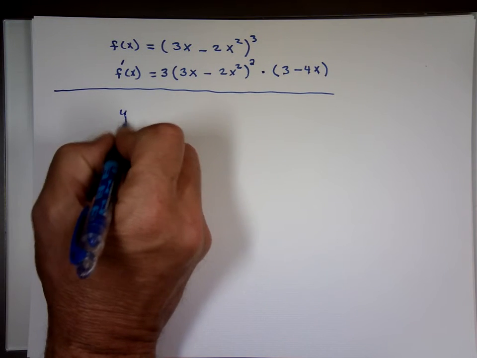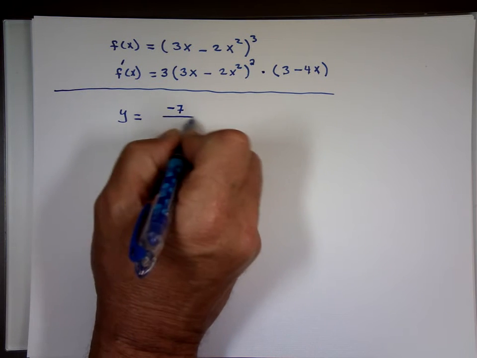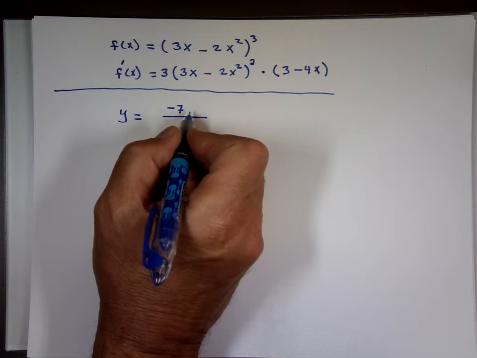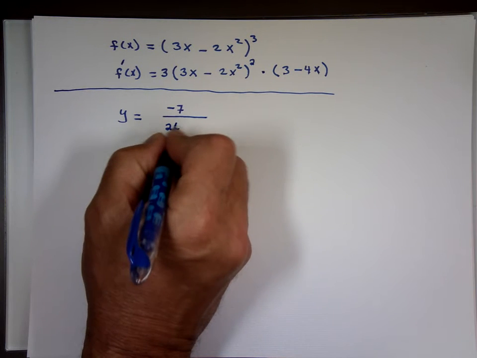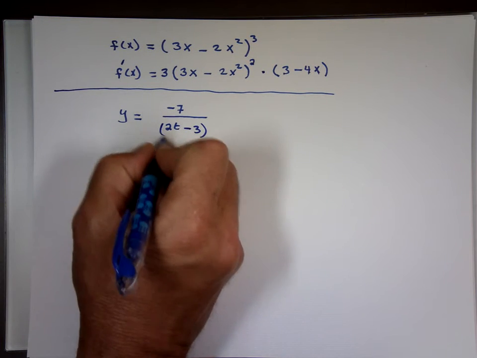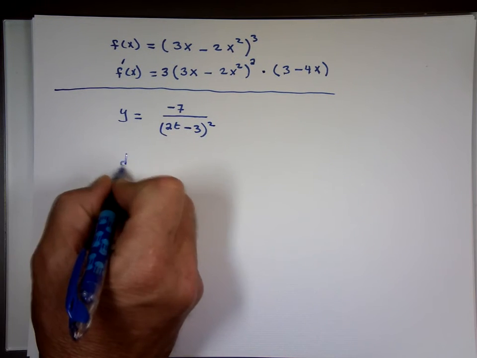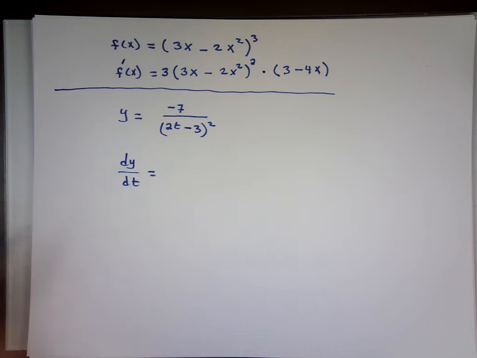y equals negative 7 over (2t minus 3) squared. And I want to find dy/dt, so I'm using y and t here, not x. Now I know you might be thinking about the quotient rule, and that will work. But that's the long way of doing it.